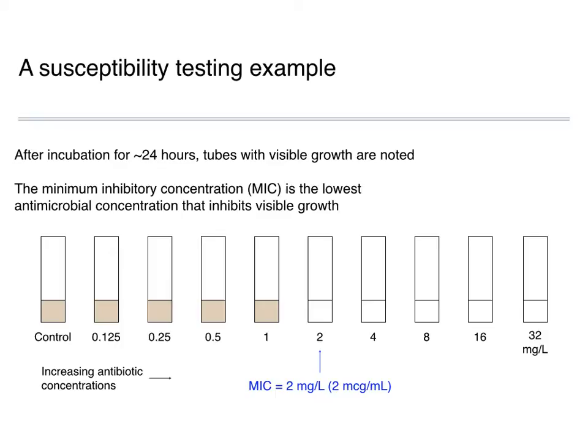So we said that this is an E. coli isolate in this example, and that we've tested ciprofloxacin. So basically you would say that Cipro's MIC for this particular E. coli isolate is 2 micrograms per ml, or milligrams per liter.